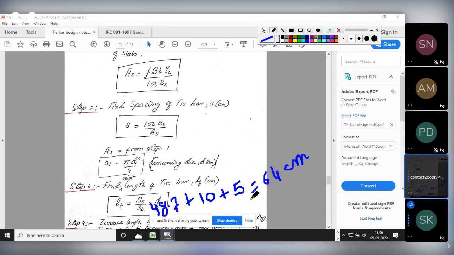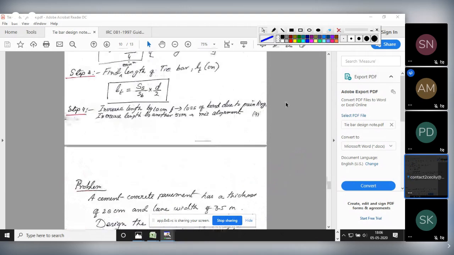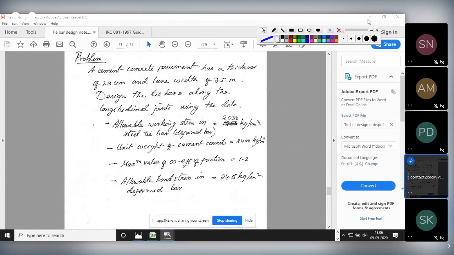Yes, this 10 plus 5 is for every kind of bar. For plain bar only your SS and SB will be different, but the procedure will be the same. Clear, everyone? Yes, ma'am.